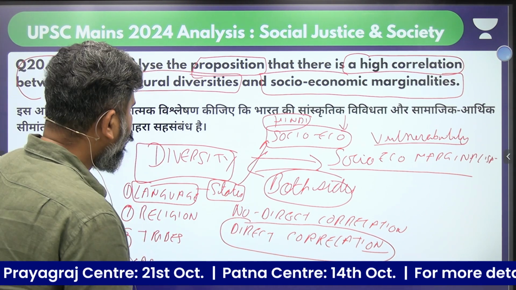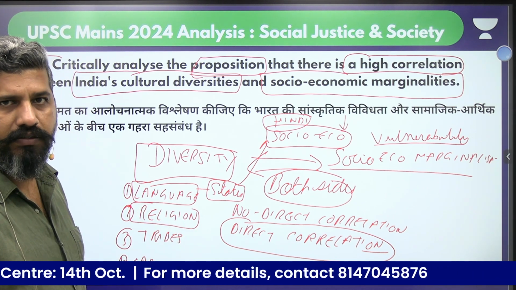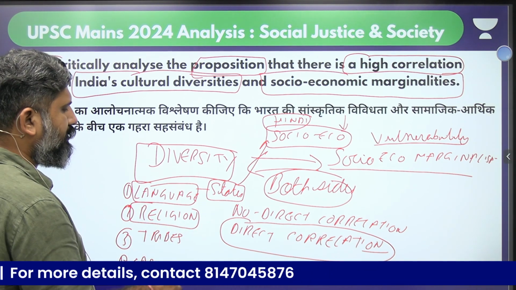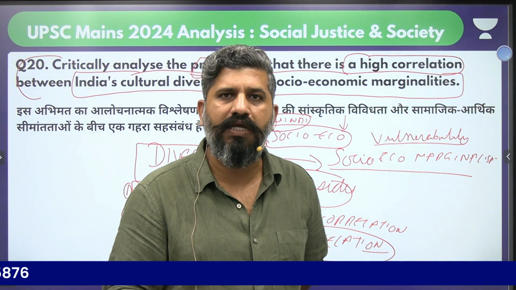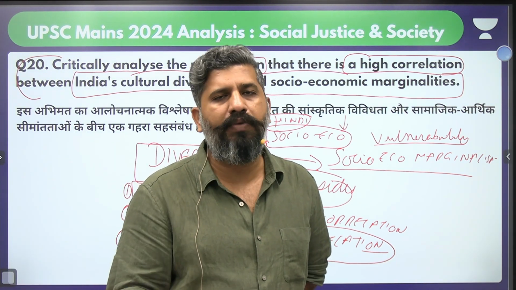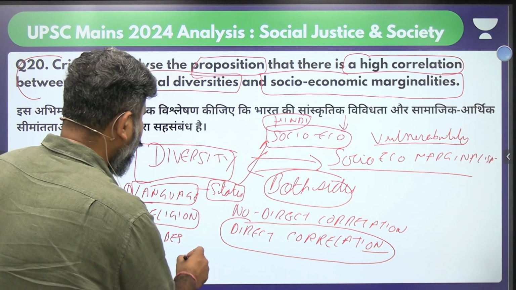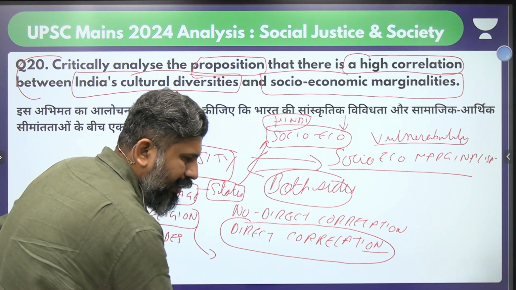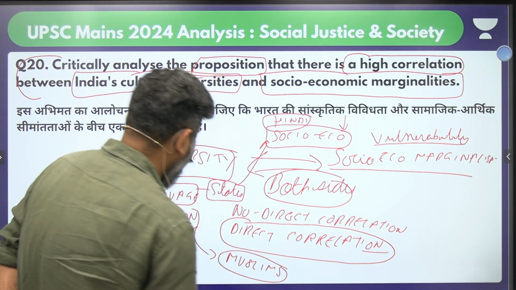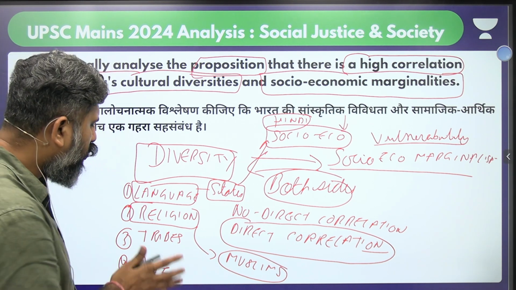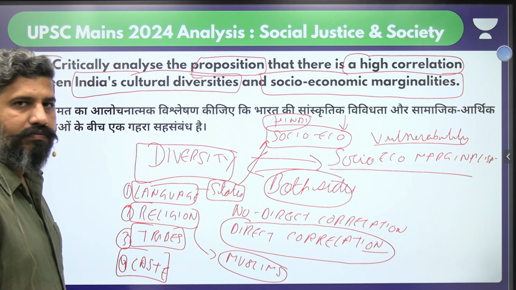Then you see, if you relate it to religion as an idea of diversity, some of the minority religions are well off in Indian society. For example, Jains, for example, Parsis, they are amongst the richest and their socio-economic developmental parameters are also pretty high. However, in some other cases, the religious minorities like Muslims have high rates of poverty amongst themselves. This can be seen. However, this correlation is far more established in the case of the tribes and the castes, right?